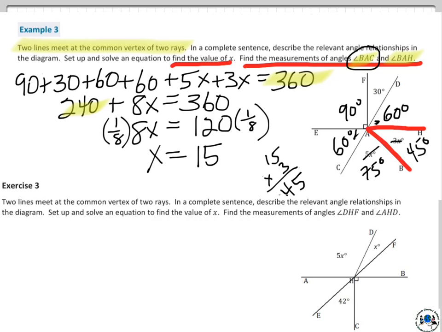So I hope you were successful. And again, the way I know I can prove this is if I go ahead and add all of these up, they do indeed equal 360. All right, so here we go. Next one. Two lines meet at the common vertex of two rays. In a complete sentence, well, you know the drill again. Find the value of x, and then the angles DHF and AHD. So you can find those. We'll go ahead and talk about this when you get back from giving it a try yourself. Okay, good luck.